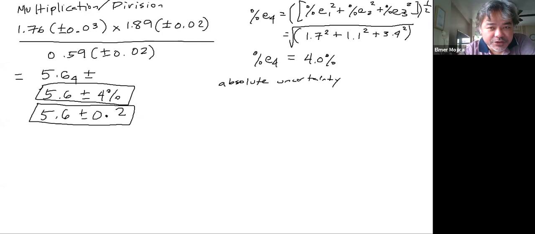Oh, where did I get the 0.2? So I multiply the 4% with 5.64 to get the absolute. So 4%, that's 4 divided by 100 times 5.64. So you will get around 0.2256, but you only have 1 decimal place. So you just use 0.2.